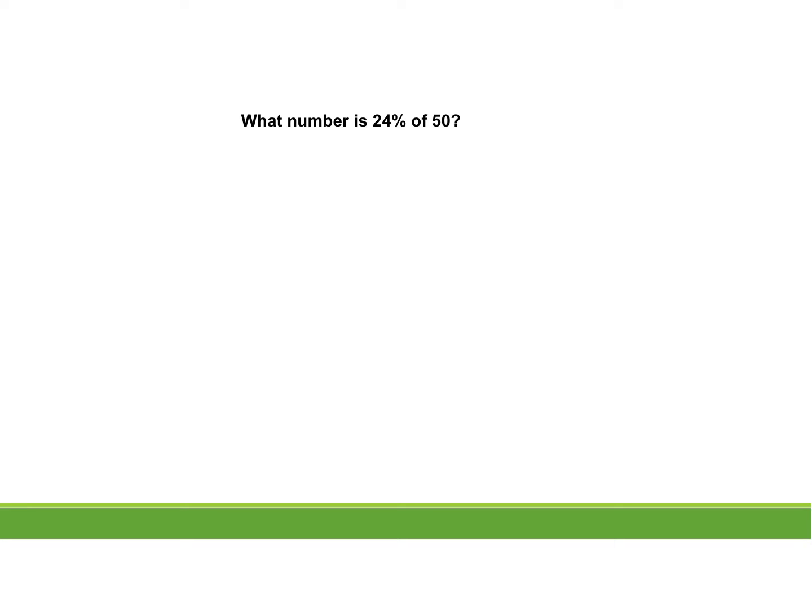Example 1 states, what number is 24% of 50? Because we're going to try using the percent equation in this section, we need to write out what the percent equation is. So A equals P% of W. Now remember, I told you earlier that is typically means equal and of means to multiply.